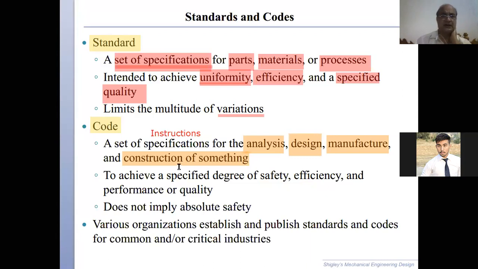So if you have to design something or analyze something or manufacture something or construct something, you would follow those codes. And again, it is to achieve a certain degree of safety. For example, if we are talking about an elevator, I would say that you have to use these steps while designing an elevator. You have to keep the factor of safety from 8 to 12.